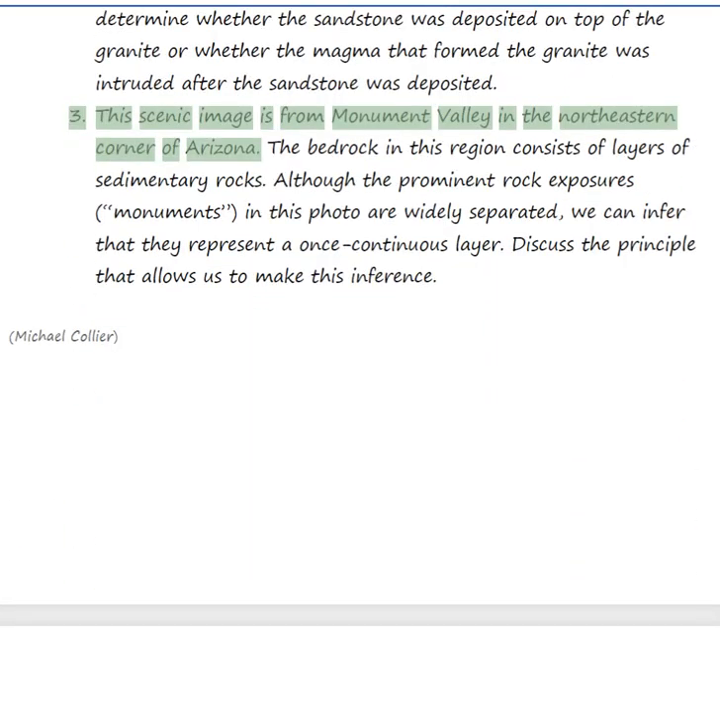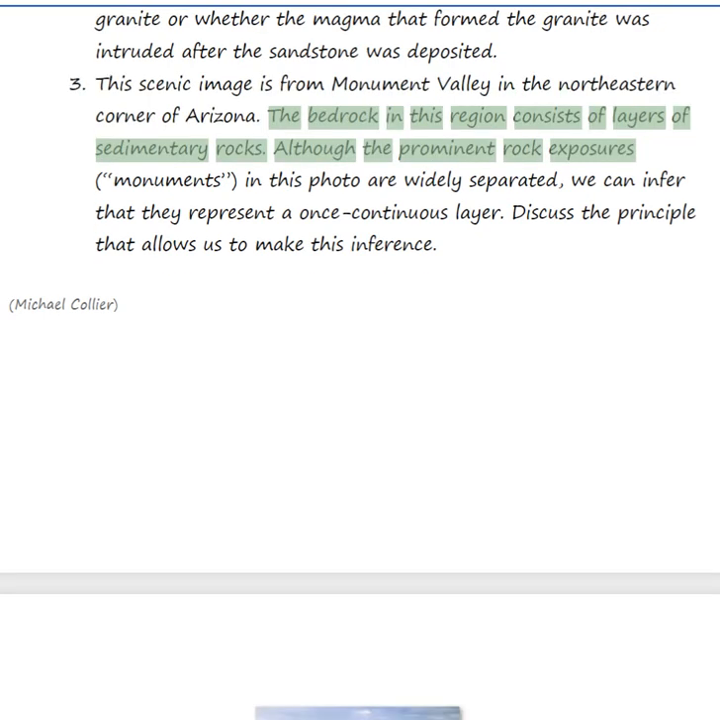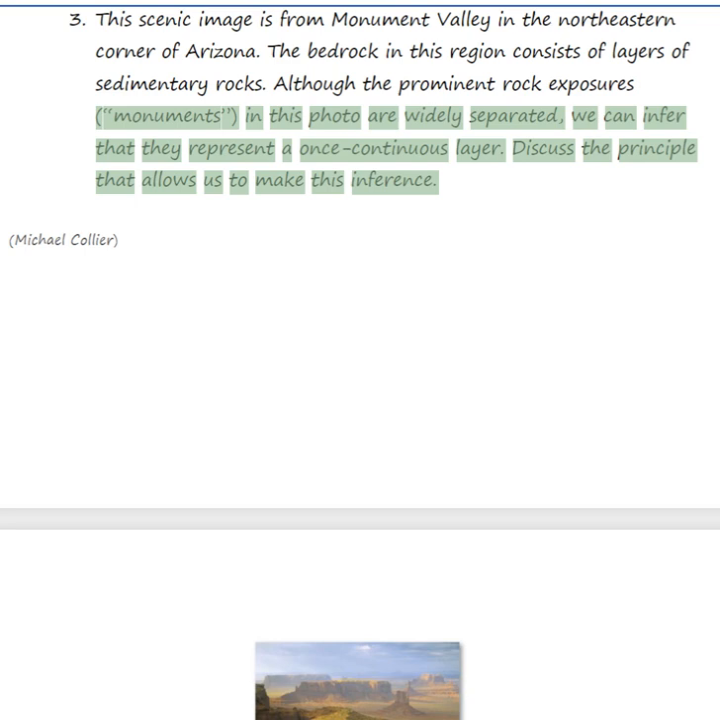3. This scenic image is from Monument Valley in the northeastern corner of Arizona. The bedrock in this region consists of layers of sedimentary rocks. Although the prominent rock exposures in this photo are widely separated, we can infer that they represent a once continuous layer. Discuss the principle that allows us to make this inference.